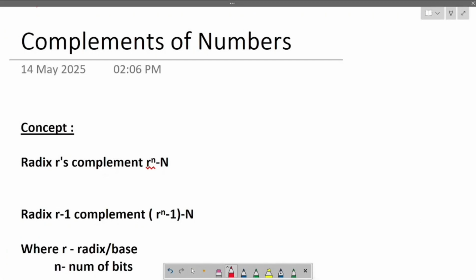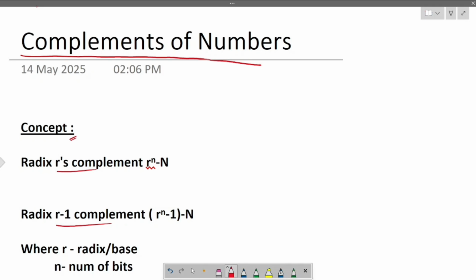In this video we are going to discuss complements of numbers. First, let us see the concept of complements of numbers. In this we have only two things: r's complement and (r minus 1)'s complement.